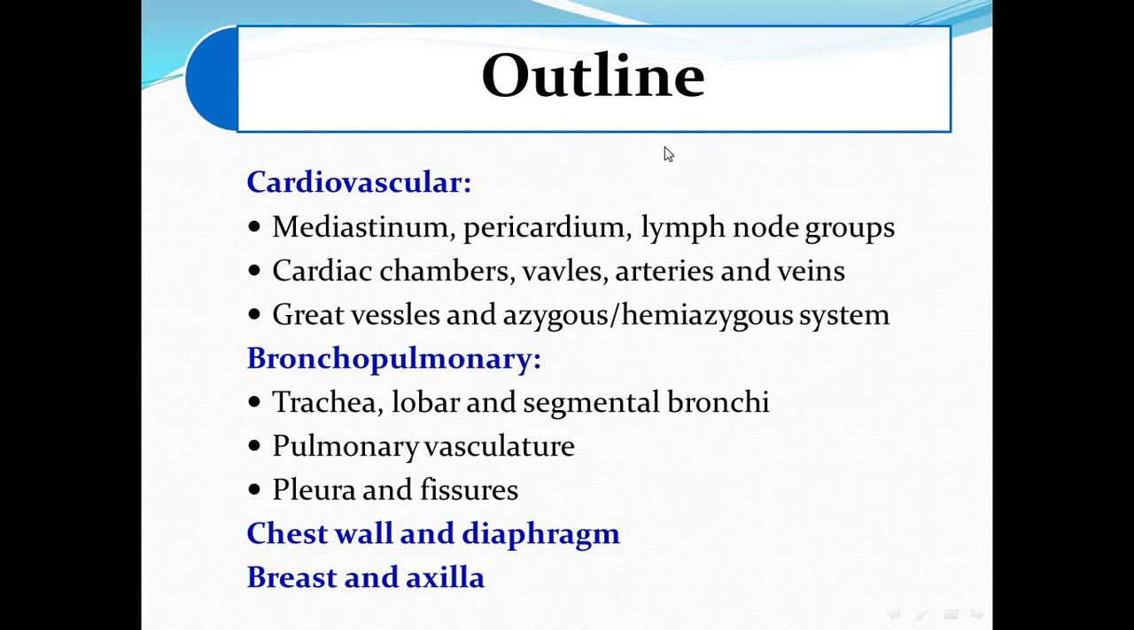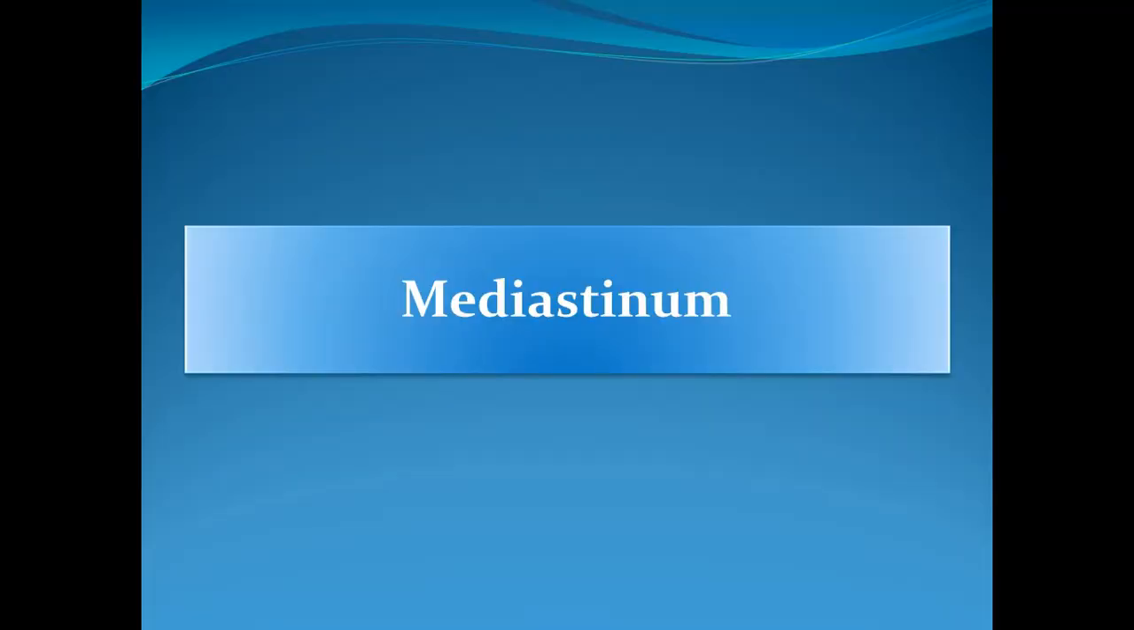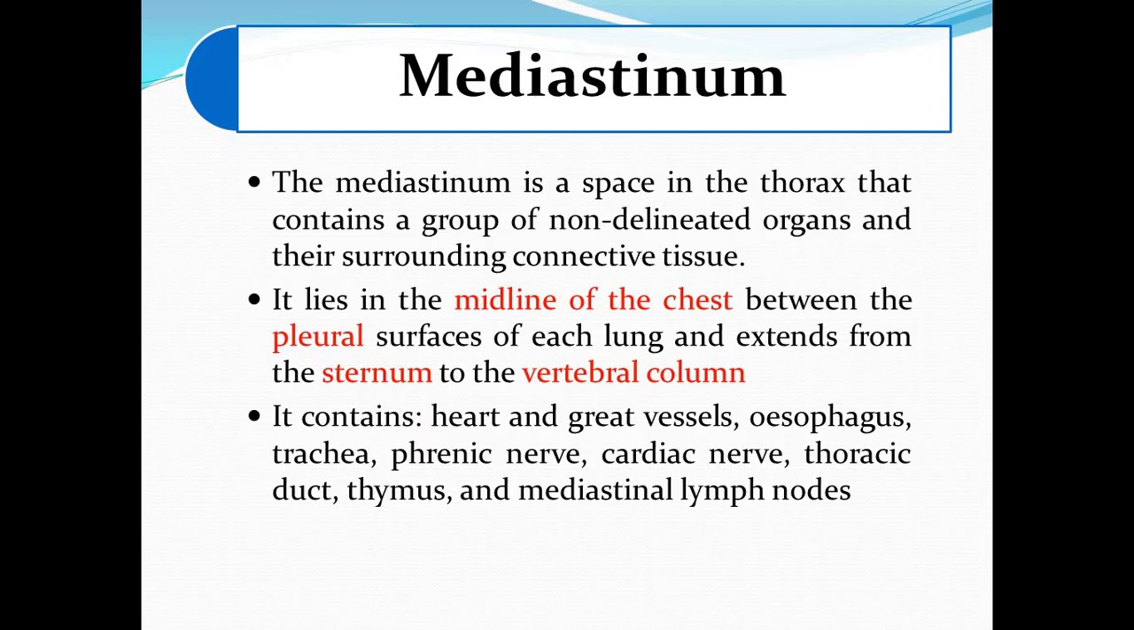We will start with the cardiovascular system, including the mediastinum, the pericardium, and lymph node groups, which we will discuss today. Then we will move on to cover this outline in the coming lectures. So let's start with the mediastinum.